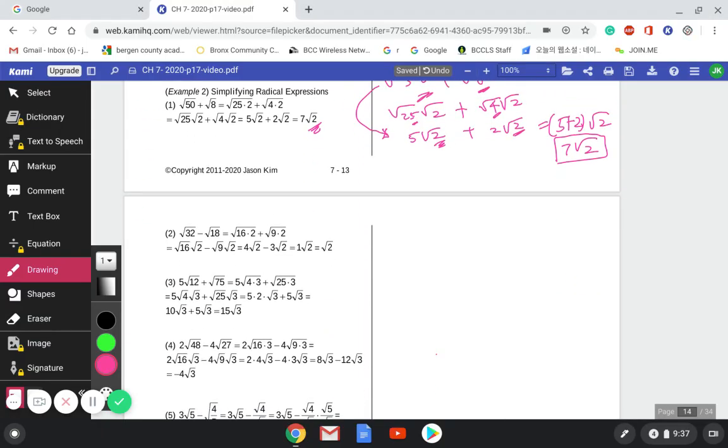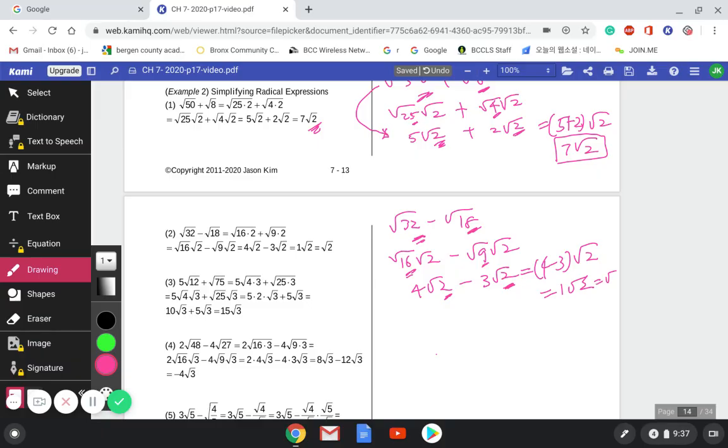Now another example is if you have square root of 32 minus square root of 18. 32 and 18 don't look like they have like terms, but when you factor them into 16 and 2, or 9 and 2, you get 16 and 9, which are perfect square numbers. So you end up with 4 radical 2 and 3 radical 2. Now you have like terms. So 4 minus 3 radical 2 becomes 1 radical 2. We just write radical 2 as the final answer, like this.